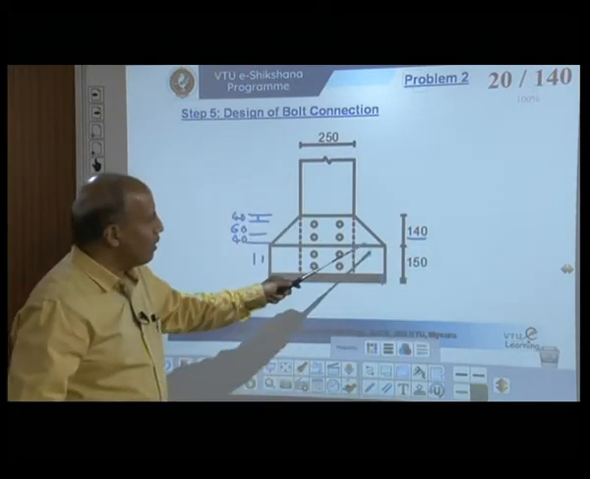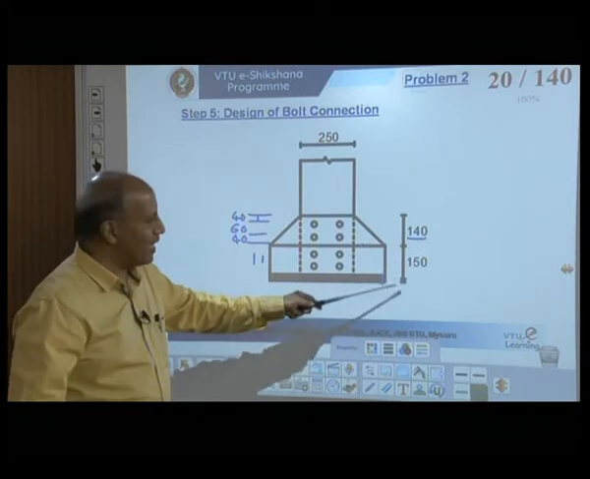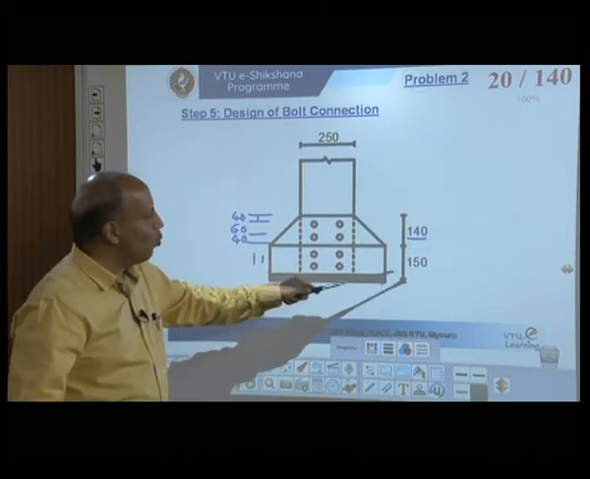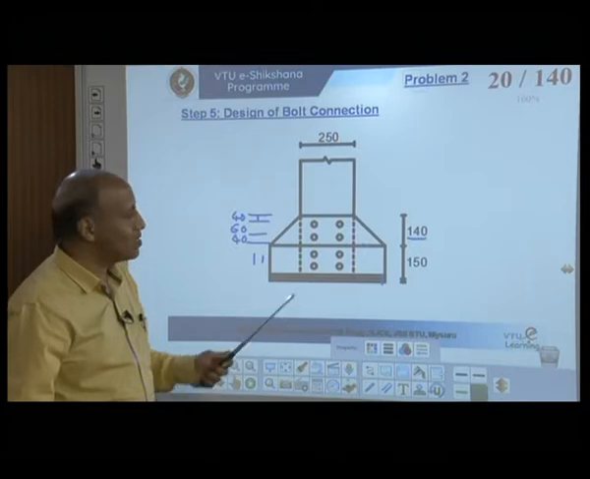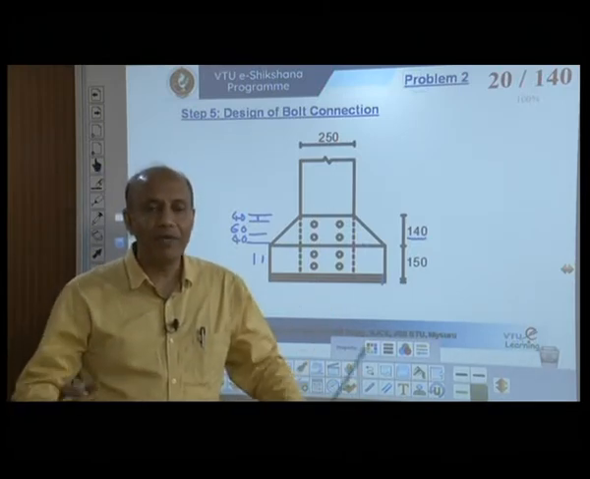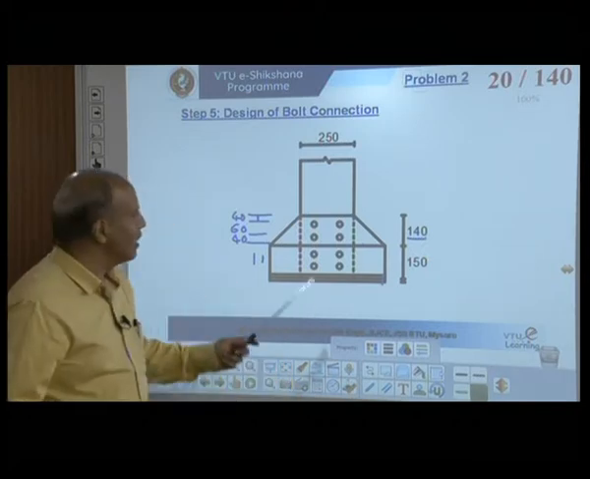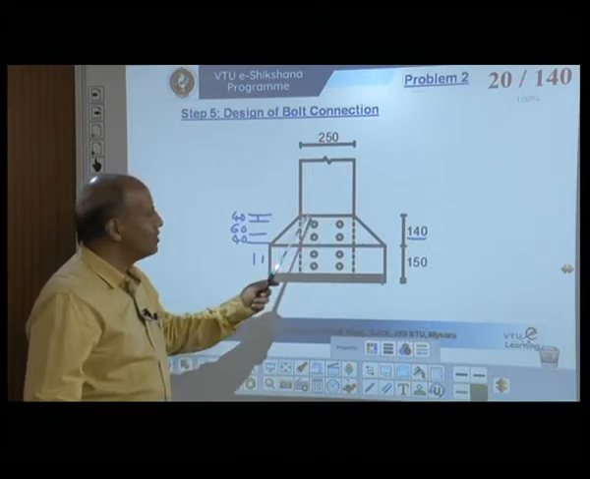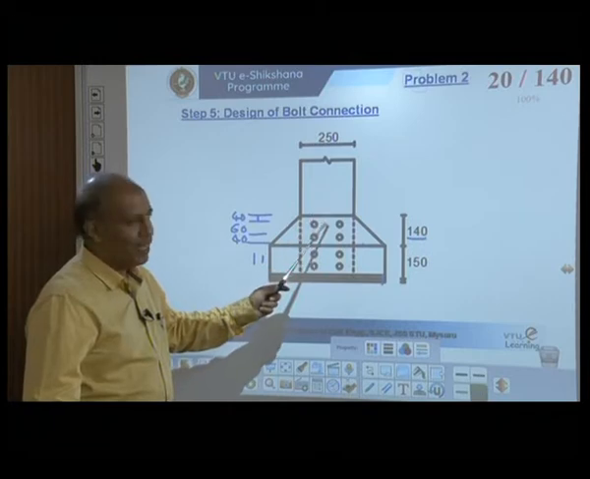And below that we have the angle of 150 mm leg size. So totally the height of this particular gusset plate will be 290 millimeters. Am I clear? So we are trying to arrive at the dimension of the gusset plate. The height of the gusset plate near the center, or at the column flange here, would be 290.